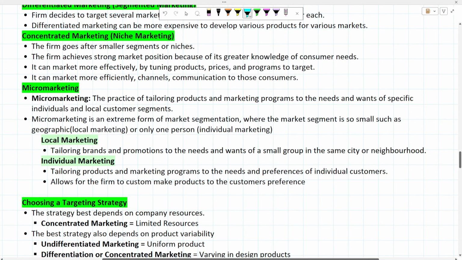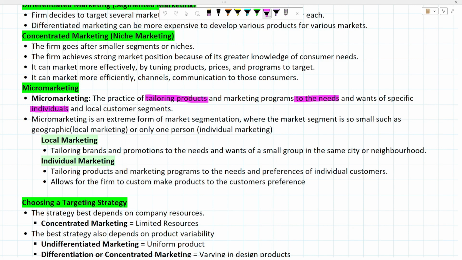Micro marketing. So micro marketing is the practice of tailoring products and marketing programs to the needs and wants of specific individuals and local customer segments. So let me highlight that in pink. So tailoring products to the needs of individuals. Micro marketing is an extreme form of market segmentation where the market segment is so small, such as geographical local marketing, or only one person, such as individual marketing.